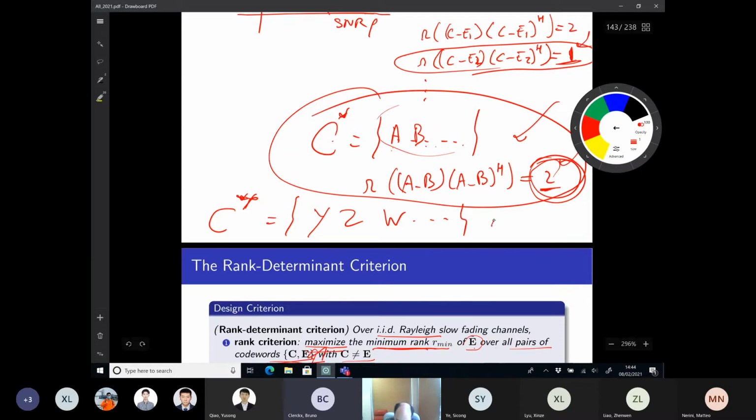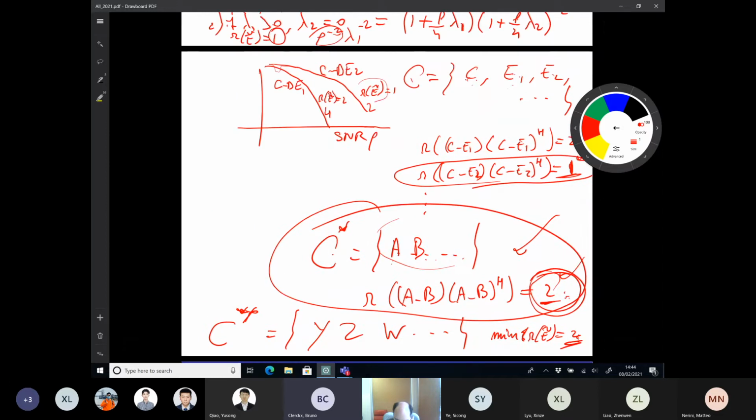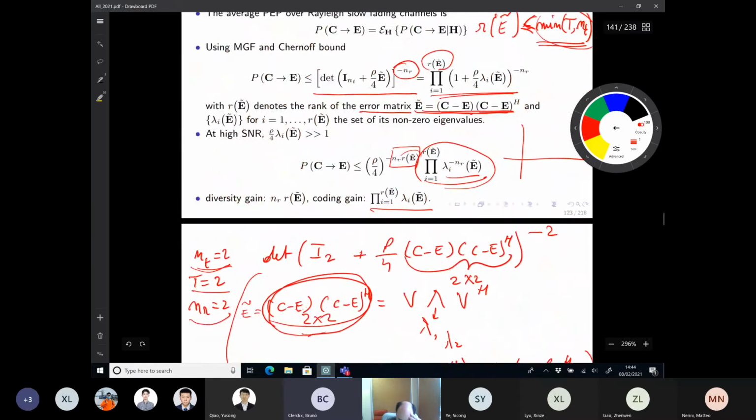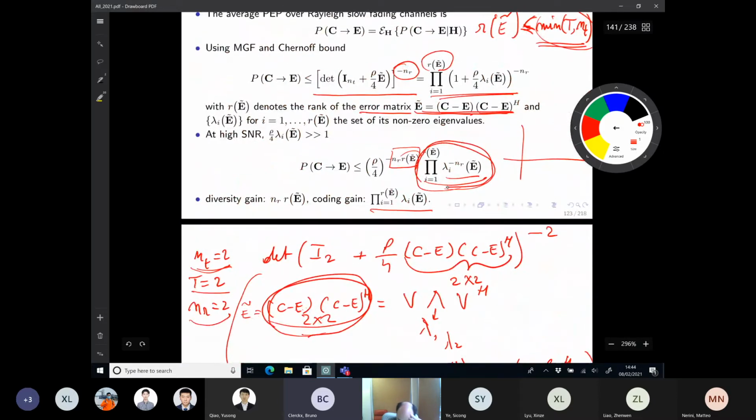And I find that the minimum rank over all possible error matrices is equal to 2 as well. That means those 2 code books will achieve the same diversity gain. They will achieve the same diversity gain because the worst pairwise error probability will scale in the same way. The slope will be the same for those 2. So how do I choose between those 2? Well, I look at the second part of this equation here.